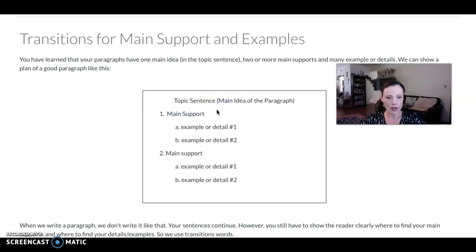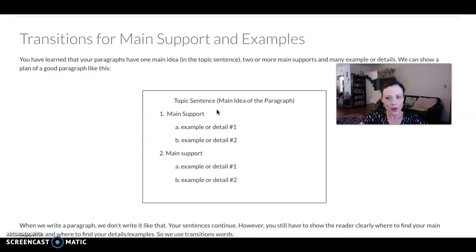When you are writing a paragraph, it's a good idea to make a plan first. A plan is also called an outline sometimes. When you make an outline, it helps you think through what is my main idea, what are my main supports, and what are my details. If you make this plan first, you know your paragraph will have everything that you need.